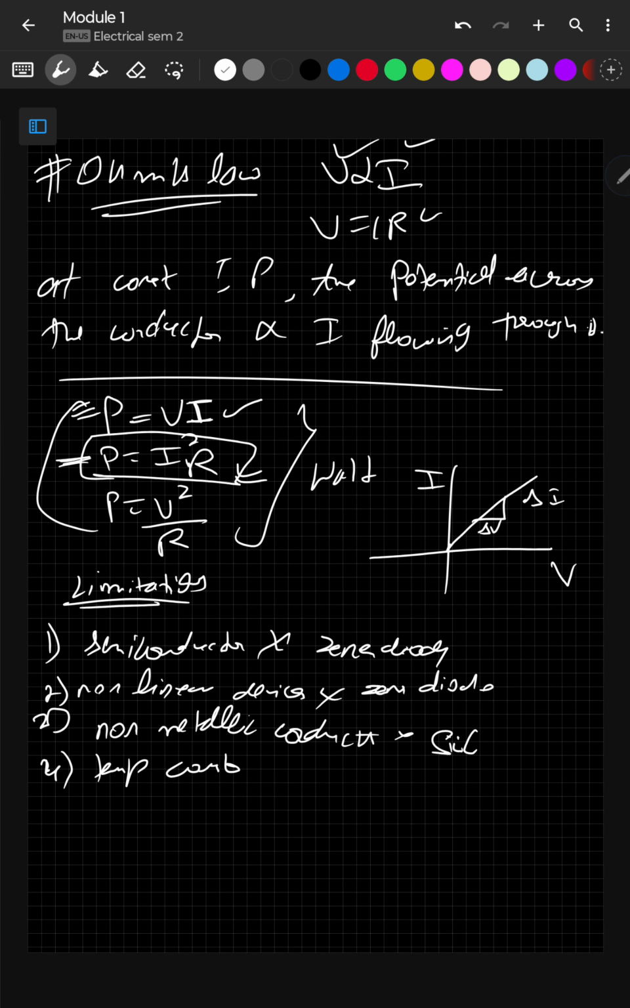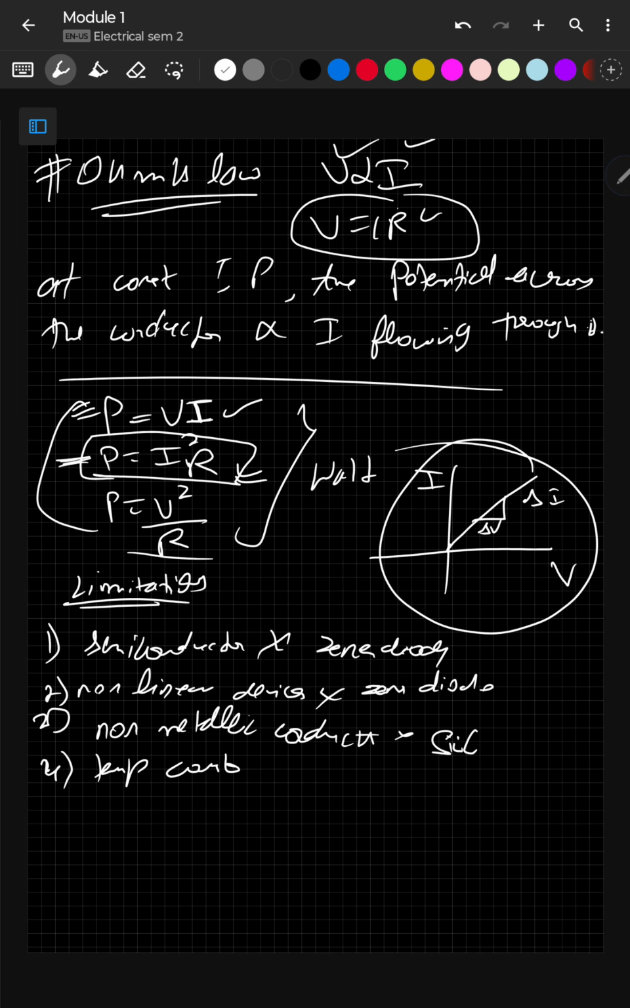Right, the definition: for a constant temperature and pressure, the potential across a conductor is directly proportional to the current flowing through it. V is directly proportional to I, V equals IR. For power, P equals VI. If we substitute V as IR, it will become I square R. If we substitute I as V by R, it will become V square by R. So these are the power equations.